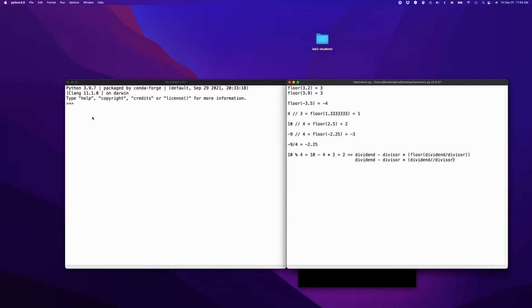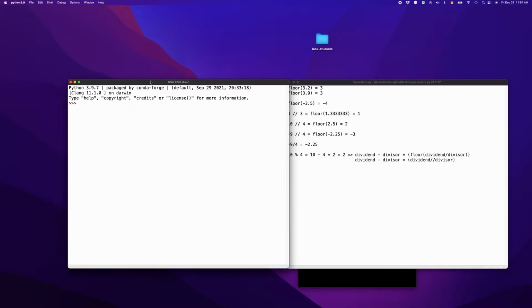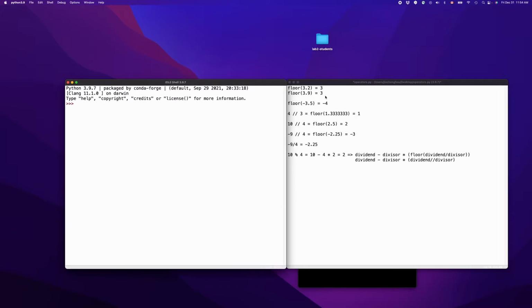Okay, we can verify this. Here, I use the IDLE shell to verify the result. Let's try this one first. The integer division of 4 divided by 3, the output is 1, right? And this one, the integer division of negative 9 divided by 4, the output is negative 3. And this one, the remainder of 10 divided by 4, the result is 2. You can try some other expressions in the shell to verify your answer.